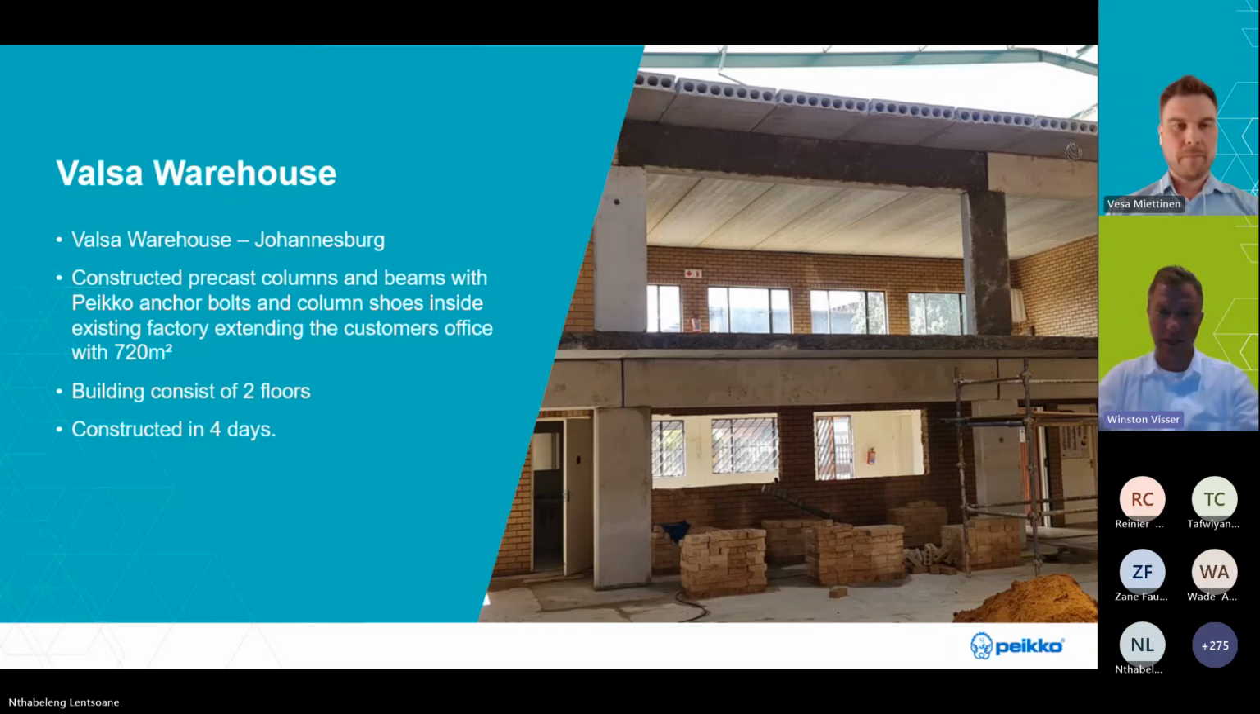This is a warehouse we've done in Johannesburg. The interesting thing about this project was, you can see the roof at the top. The client wanted to add a second floor in his existing building to create office space. What also makes this remarkable, we had to work in confined spaces, constructing our precast columns and beams with our mechanical connections.